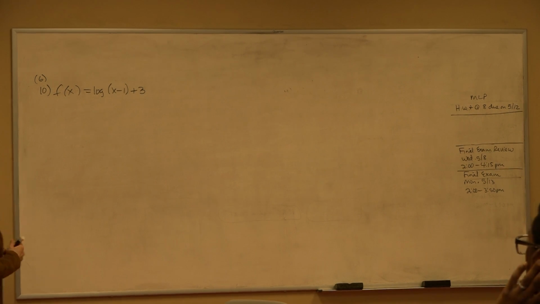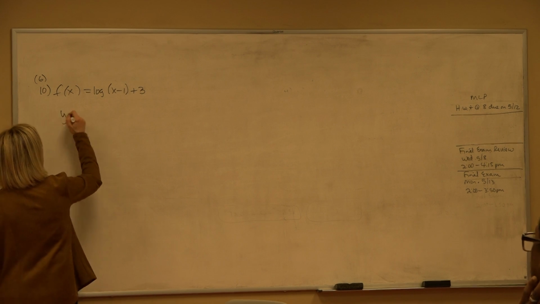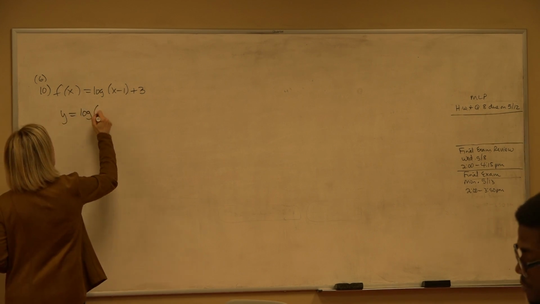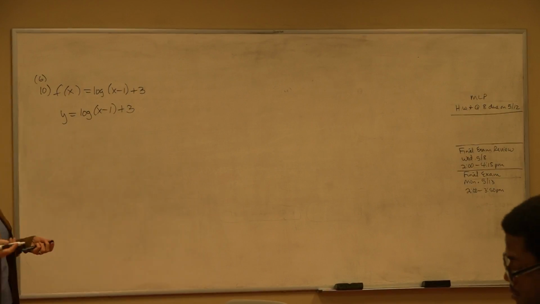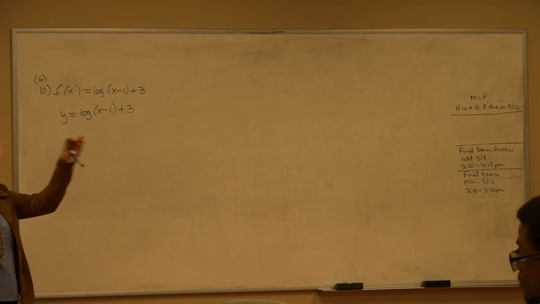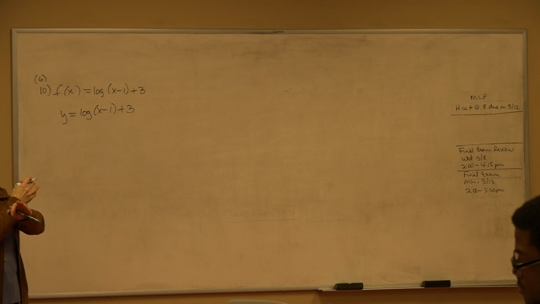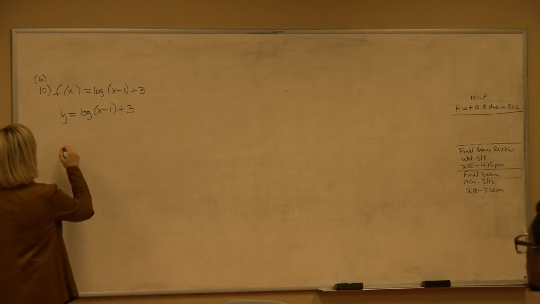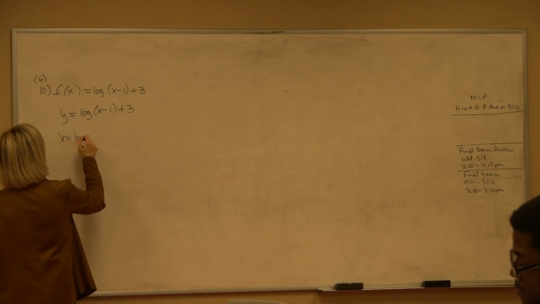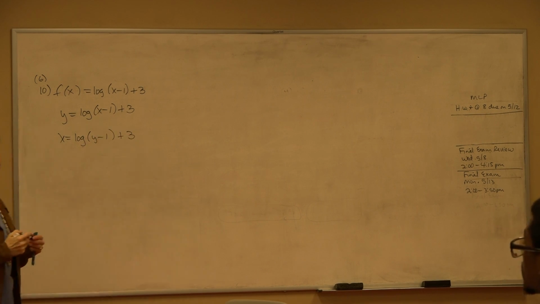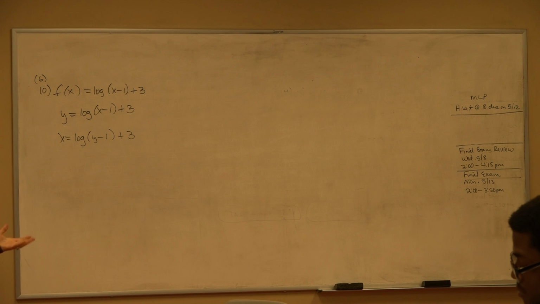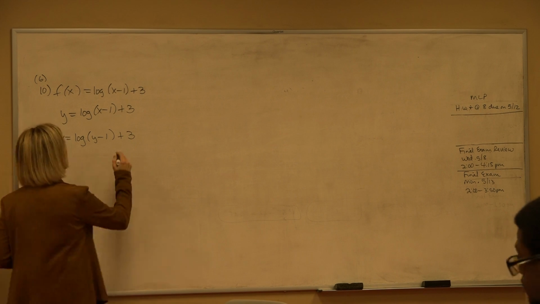And so first thing we do is replace f of x with y equals log of (x minus 1) plus 3. The next thing we're going to do is switch and solve. So we're going to switch x and y in the equation and say x equals log of (y minus 1) plus 3. So now we want to do everything we can to solve for y, to get y by itself. So I'm going to remove the addition of 3 by doing what?